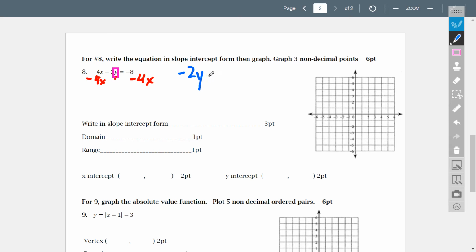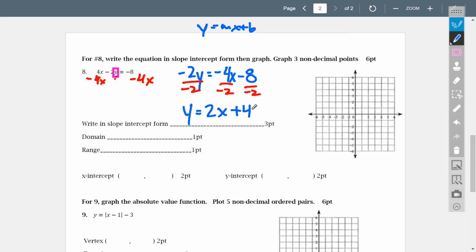So I end up with negative 2y is equal to negative 4x minus 8. And I'm writing it that way so that it is in slope-intercept form, y equals mx plus b. So the x will come first, the b will come after. And then I need to get rid of this -2, so I'll divide all of these by -2. So -4 over -2 is +2, so 2x. And -8 over -2 is +4. So that's my slope-intercept form right here, 2x plus 4. That means my y-intercept is (0, 4), and my slope is 2, or 2 over 1.